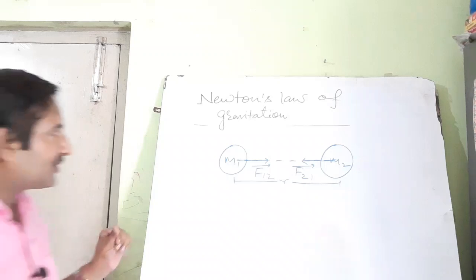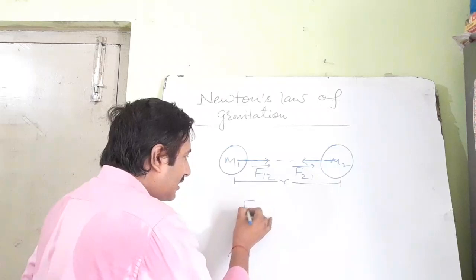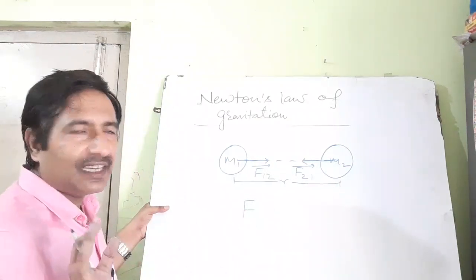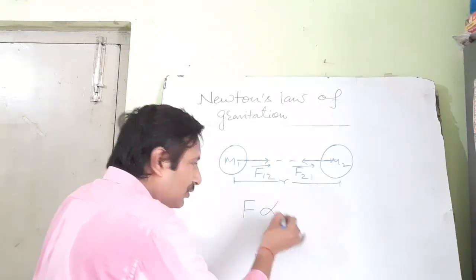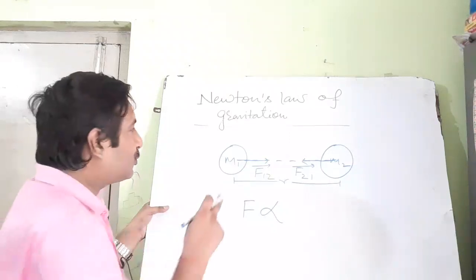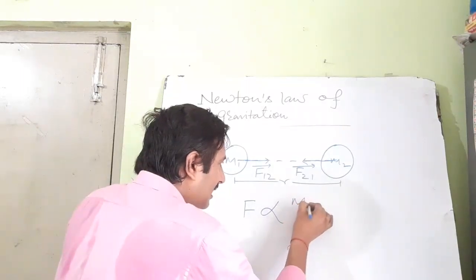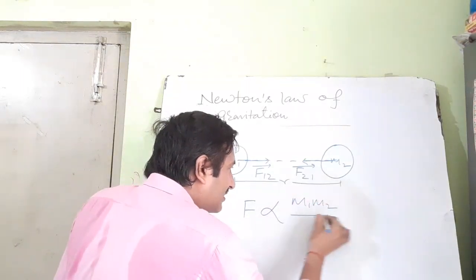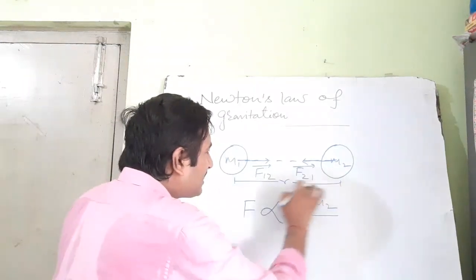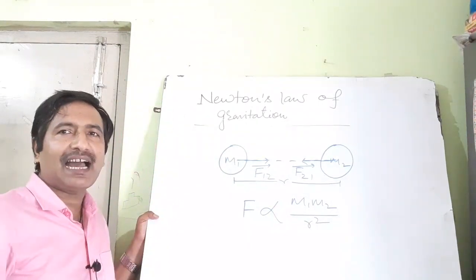So according to Newton, this F, where I have taken F12 and F21 as F, is proportional to the product of their masses. You see mass m1, mass m2, so their product is m1 m2. It is inversely proportional to the square of the distance between them. The distance between them is r, so its square is r square. F is proportional to m1 m2 by r square.